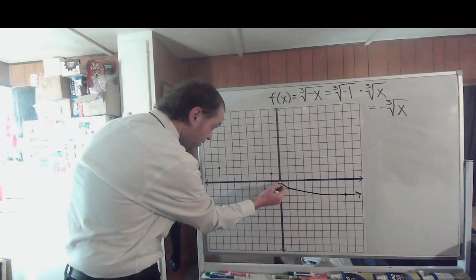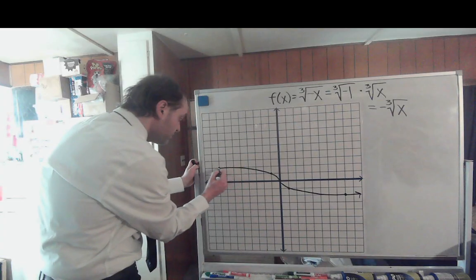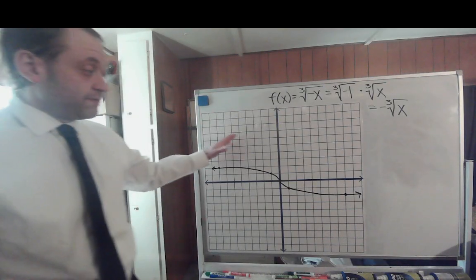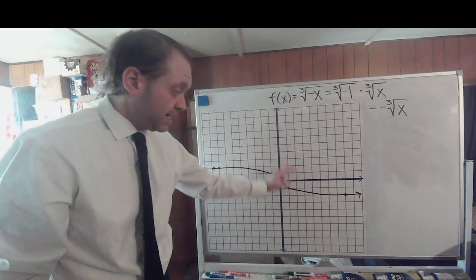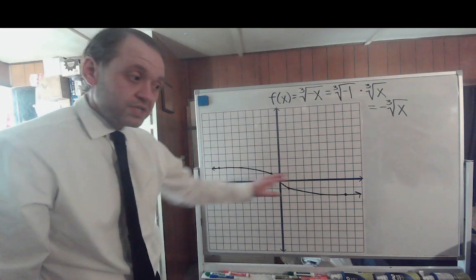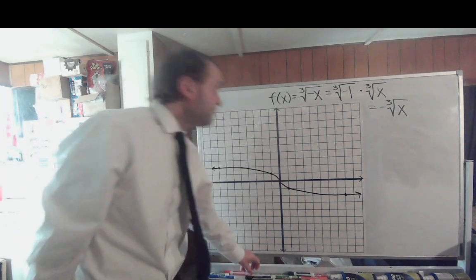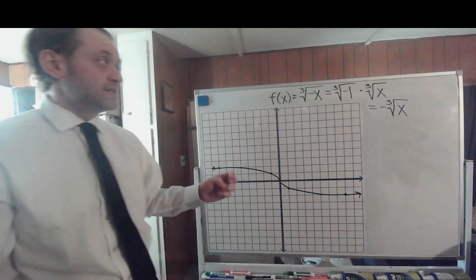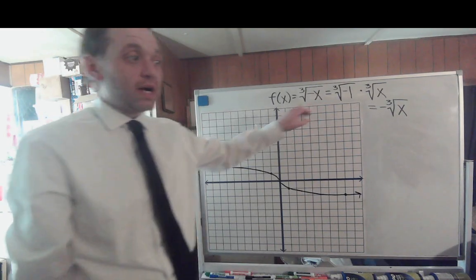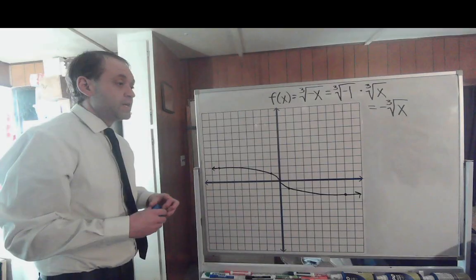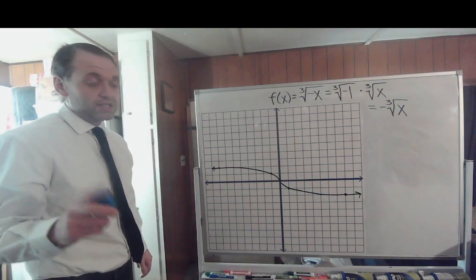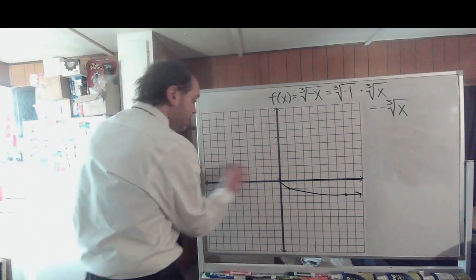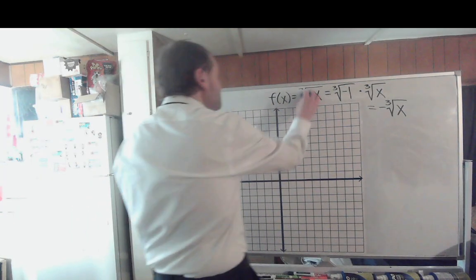So let's go ahead here. Let's draw the left branch of this function. And notice now, it's reflected in both not only the x, but the y-axis from where it was. So if you have an odd power function, it's going to reflect in both the x and y-axis if you have a negative either inside or outside the radical. It doesn't matter. Now, for even powers, it does matter, but for odd roots, it doesn't matter. So that's something to keep in mind. Okay, let's move on here.